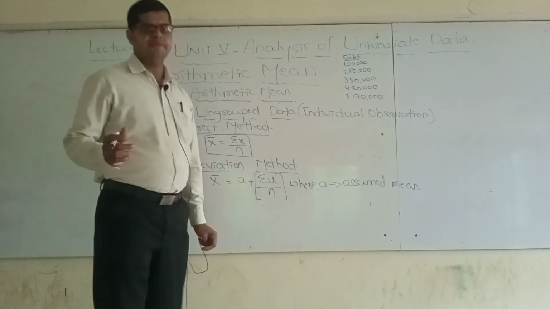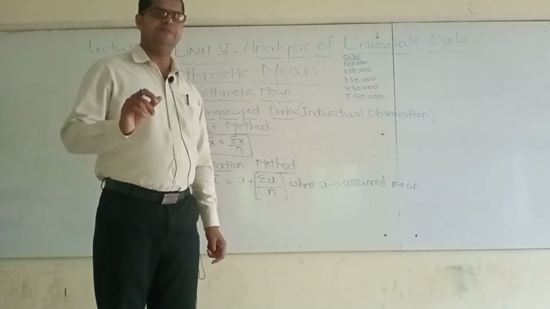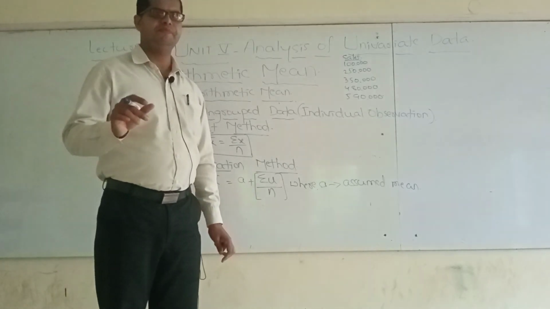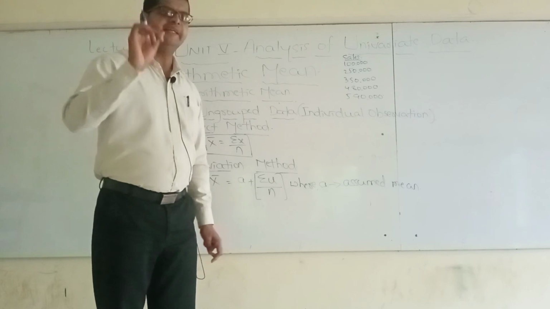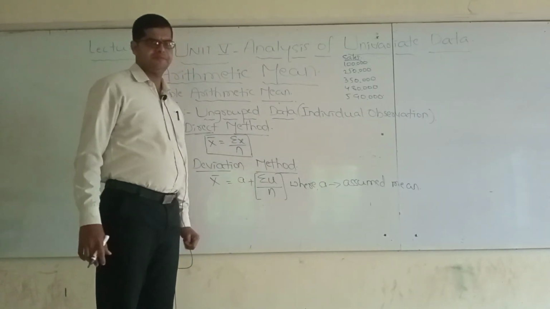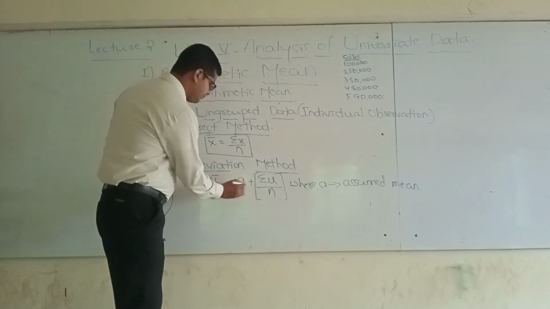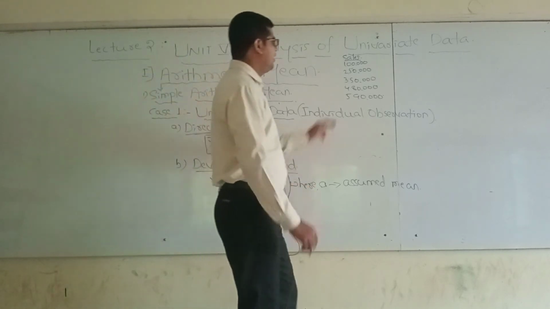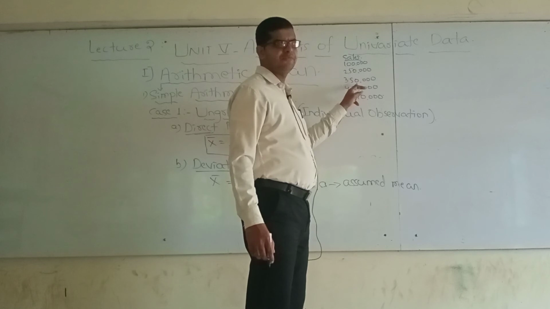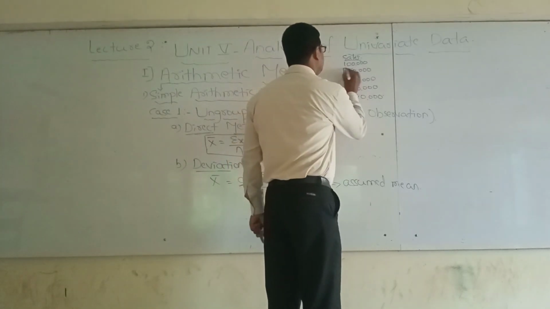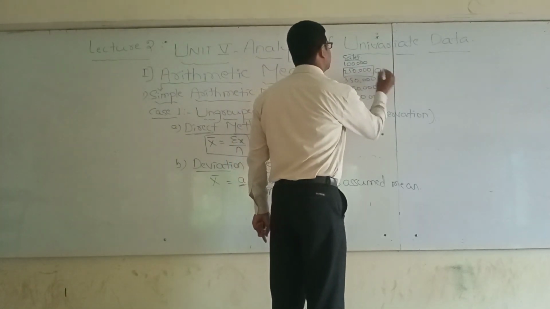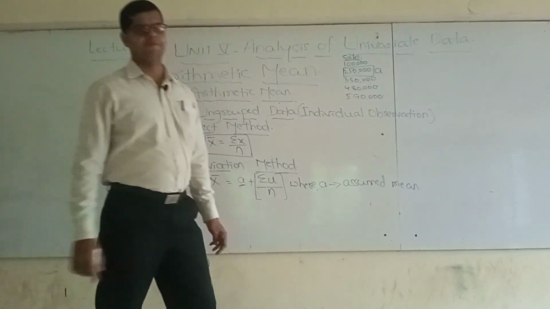To avoid the confusion, to save the time, okay, they use deviation method. So in deviation method, they take A, assumed mean, either 1 lakh, 2 lakh 50, 3 lakh 50 or any value. This they take as A, assumed mean.